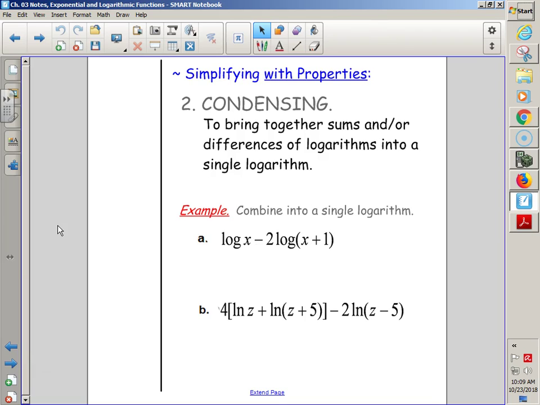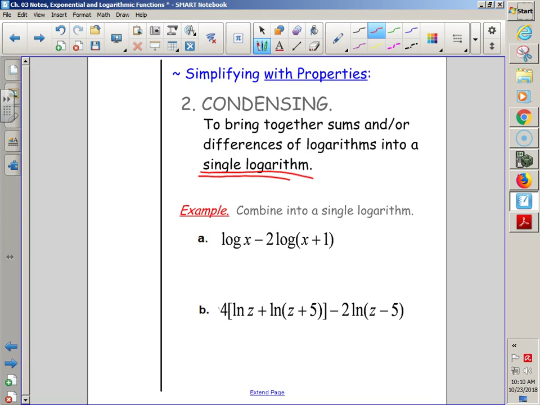If we have logarithms spread out with subtractions or additions or multiplications, we can condense them into, and the directions even tell us that, a single log. If you were an underlining, highlighting kind of person, that's the big idea. Condensing goes to a single logarithm.